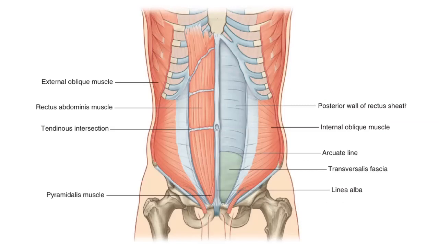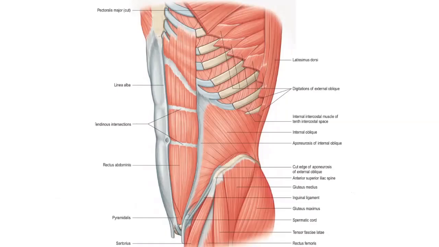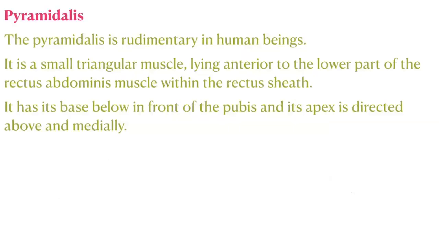You see, this is the umbilicus, tendinous intersections, right? Like this, sometimes here also. See from the side, right? It's covered by this sheath, right? Rectus sheath. See that?